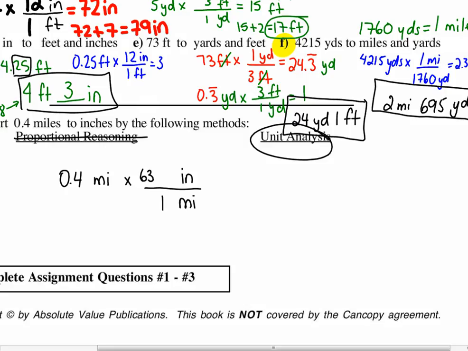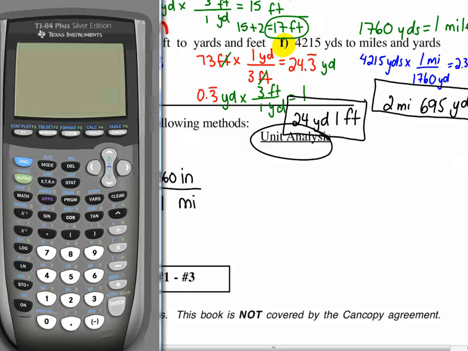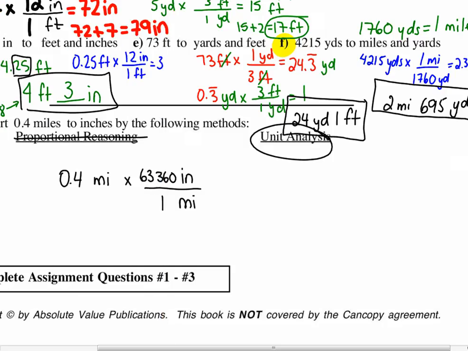63,360? Well, that's easy. What's 0.4 times that? That's close. 25,000 inches. And our unit that is left over, these cancel, so we're left with inches. We didn't even have to do a double conversion. You're so lucky. Don't worry, it'll come.